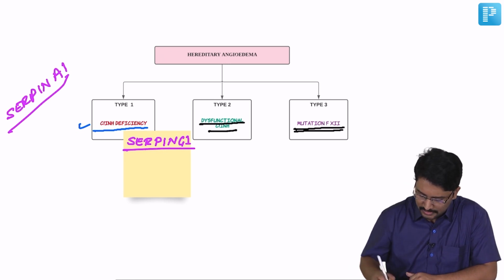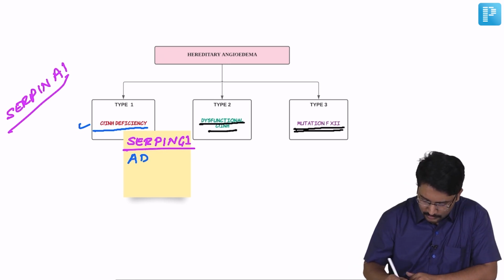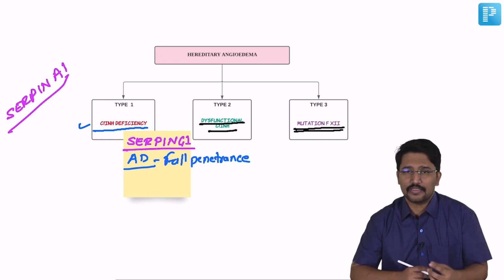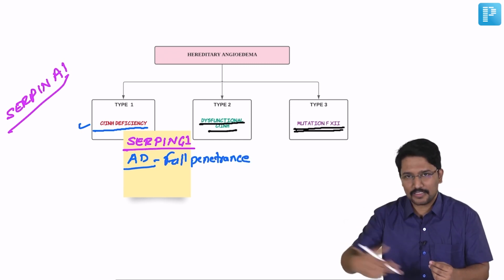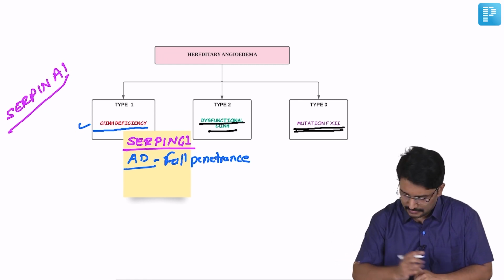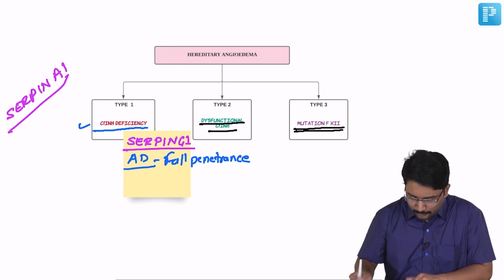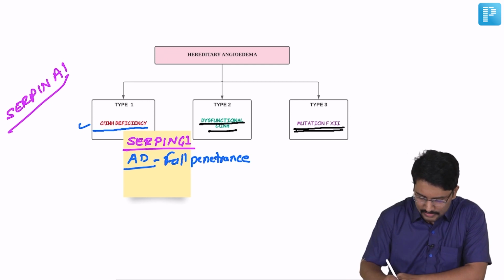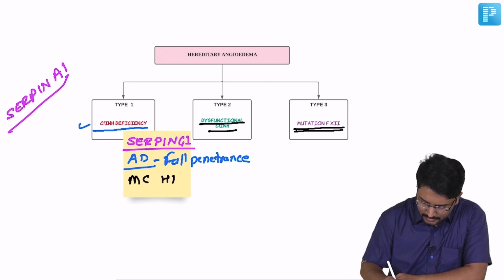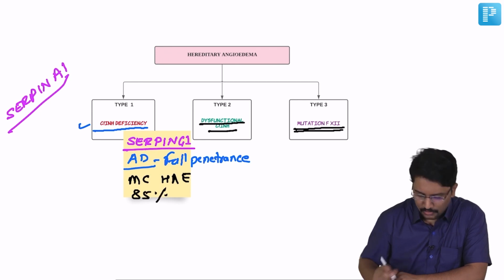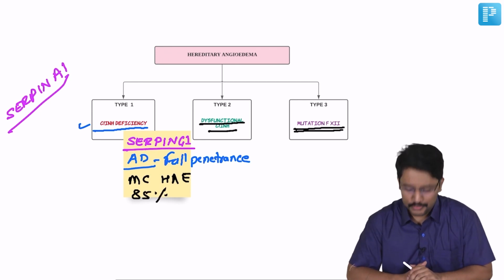So this mutation is inherited as an autosomal dominant condition with full penetrance. That means it is passed on to every next generation of the offsprings. And third point you should remember about type 1 is this is the most common type of hereditary angioedema, and this accounts for more than 85% of all cases of hereditary angioedema.